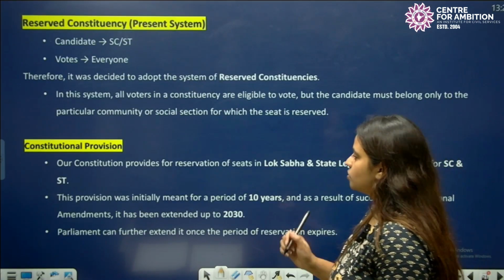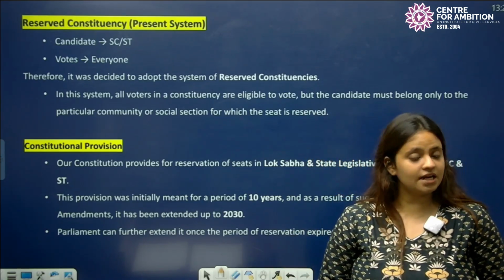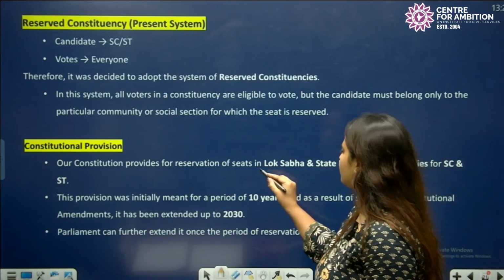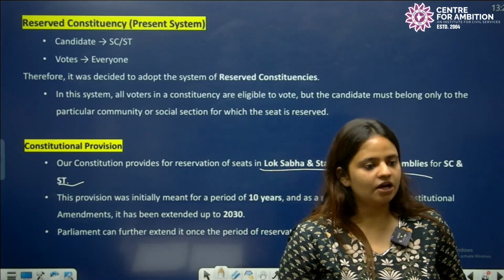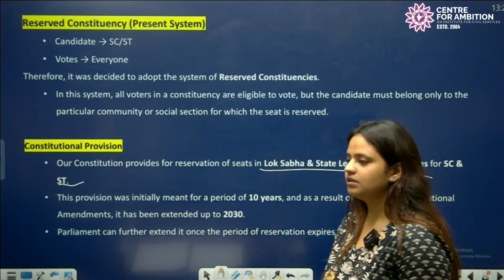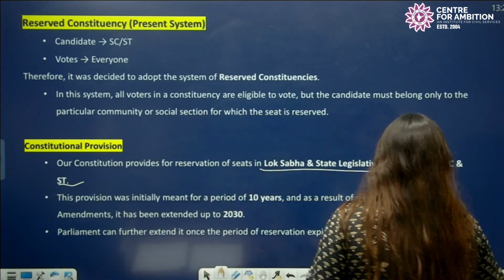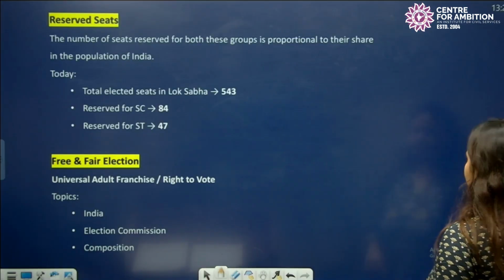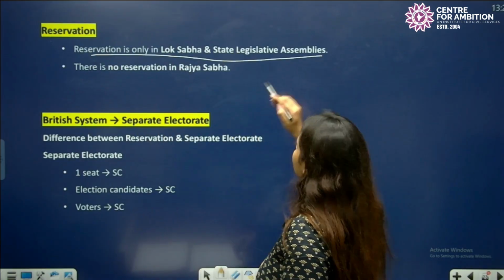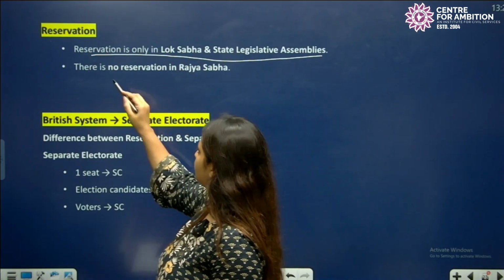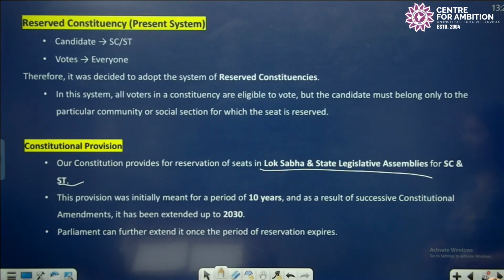Okay, so our constitution provides for the reservation of seats only in the Lok Sabha and the state legislative assemblies. There is no reservation for the Rajya Sabha in case of SC and ST. We can only see the reservations for SC and ST in the Lok Sabha and the state legislative assemblies. See, here it is written that reservation is only for Lok Sabha and state legislative assembly, but there is no reservation for Rajya Sabha in case of SCs and STs.